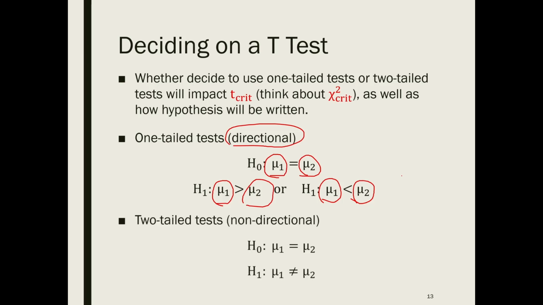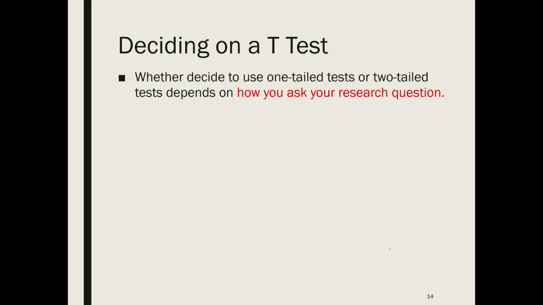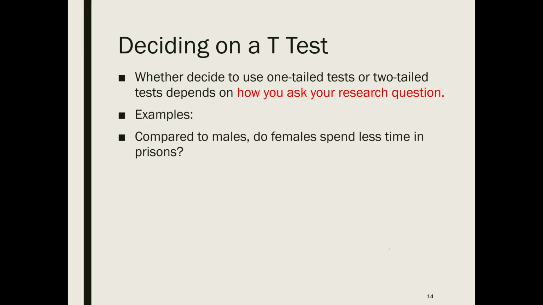For the two-tailed test, again, the null hypothesis is not going to change. They are going to be equal. However, the alternative hypothesis will be a little different because we don't know if it's larger or smaller. So we can simply say it's unequal, right? It's used when we can't assume the direction. Whether to use a one-tailed or two-tailed test also depends on how you ask your research question.